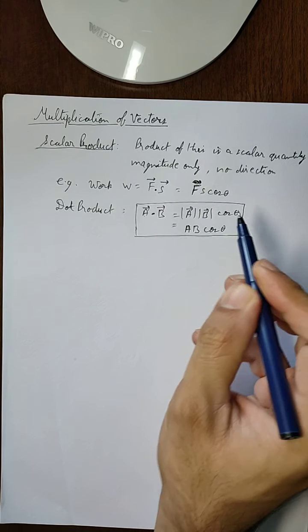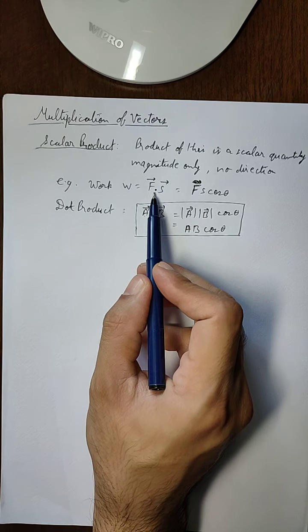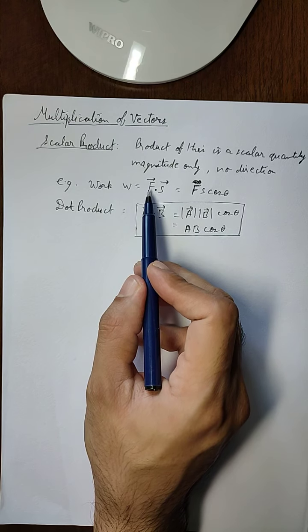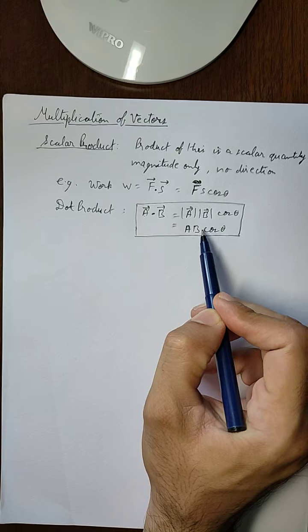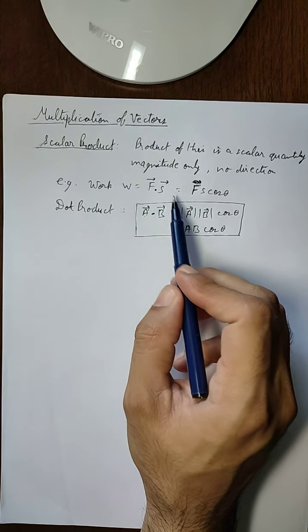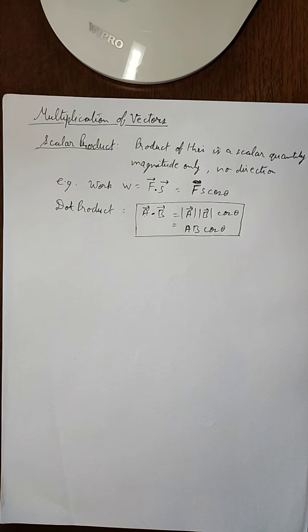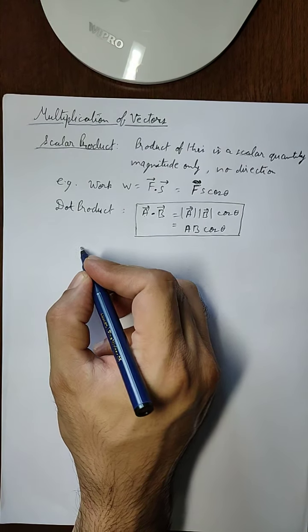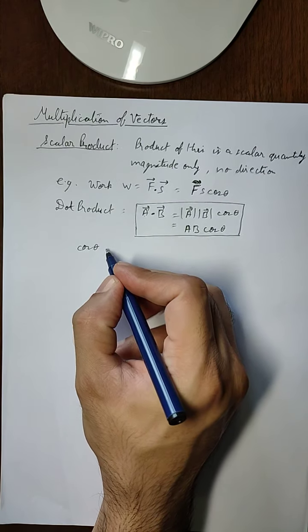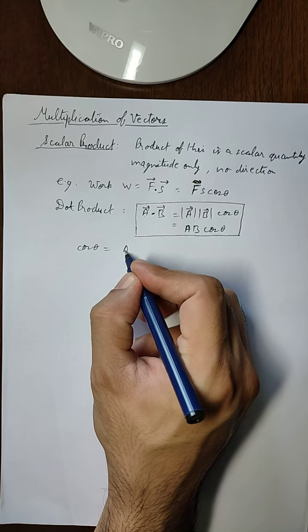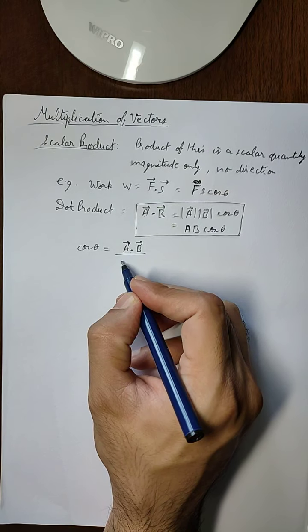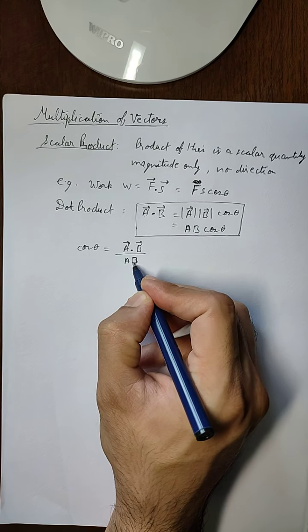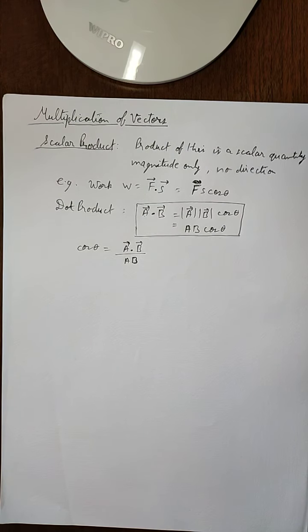So this is your general formula for the dot product. This formula is applied here in the case of work, and that's why we got another formula Fs cos theta, because this is the formula for dot product. So from here we can also find cos theta. Suppose we need to find cos theta, then it will be same as vector A dot vector B upon AB. We are going to do several questions on that to understand it further.